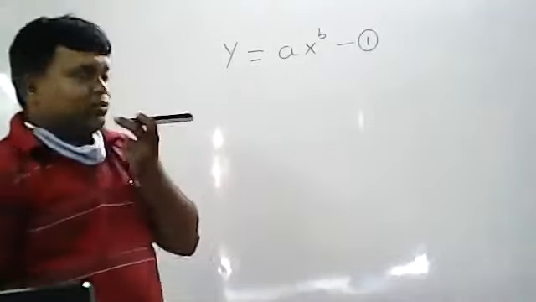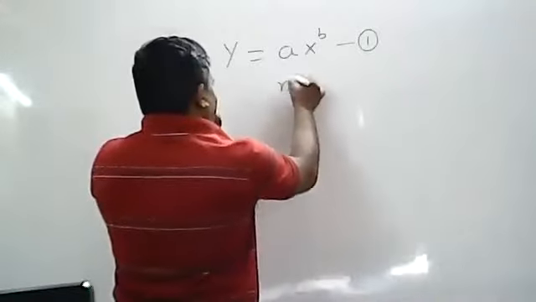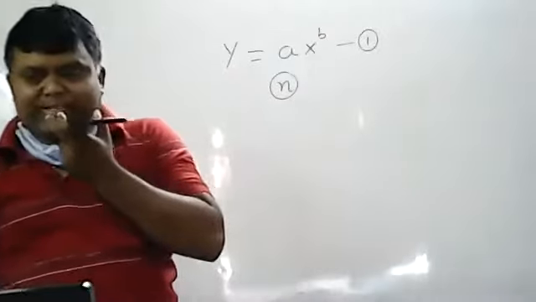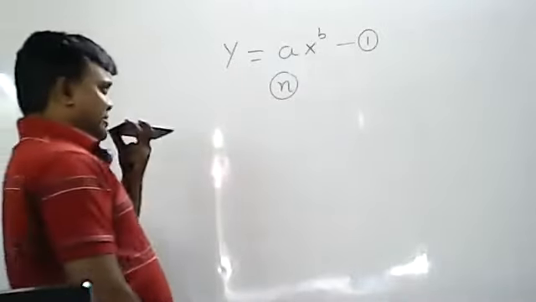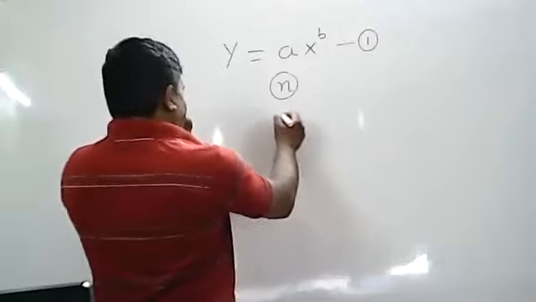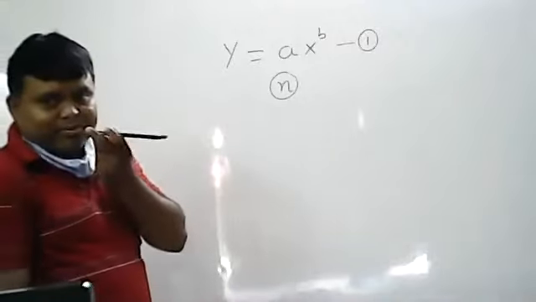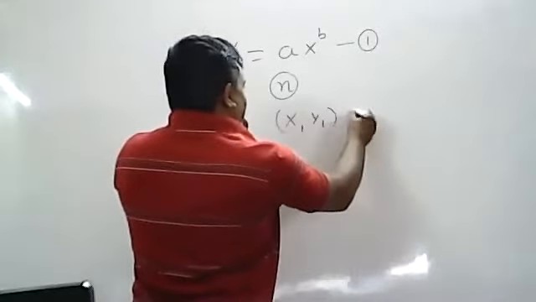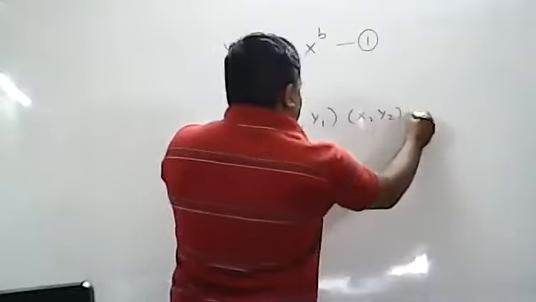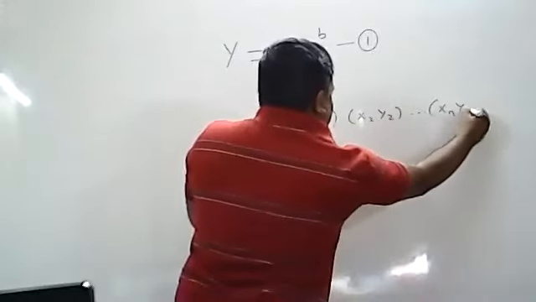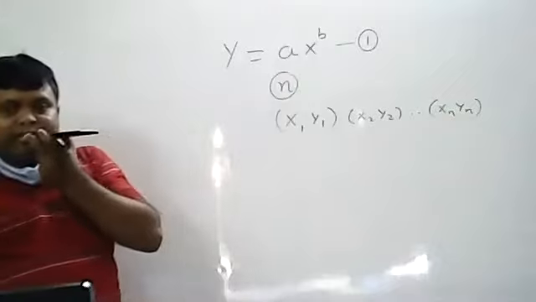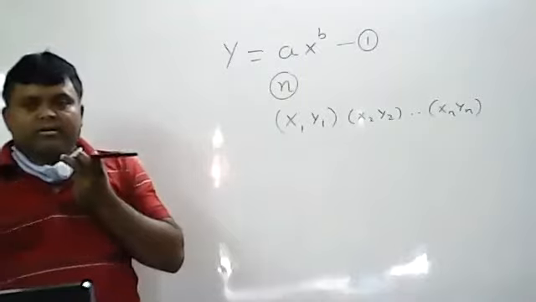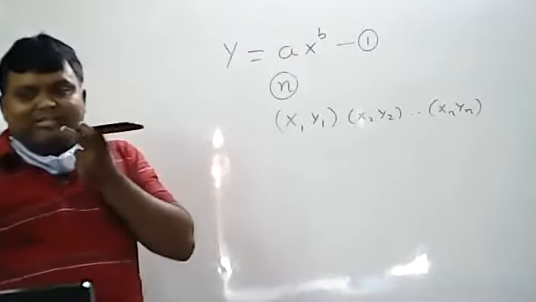Fit the power curve to a set of n pairs of observations. What are the n pairs of observations you will take? x1, y1, comma x2, y2, and so on, xn, yn. Okay, so this is the power curve form I have considered.